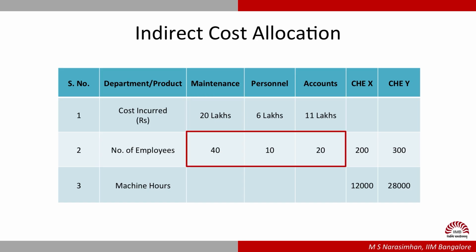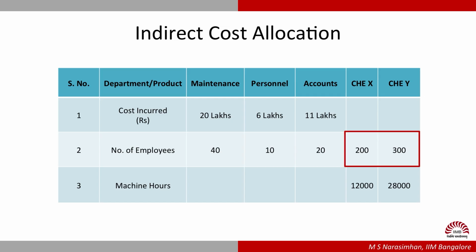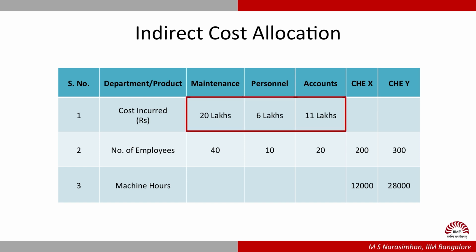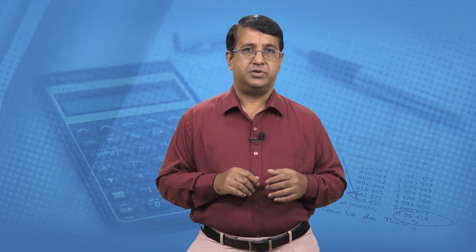Number of employees in the maintenance department is 40, personnel department is 10 and accounts department is 20. The plant that produces chemical X employs 200 workers. There are 300 workers employed in plant chemical Y. Plant X uses 12,000 machine hours and plant Y uses 28,000 machine hours. The question before the cost accountant is how to allocate the service department cost of rupees 37 lakhs to the production departments. We have couple of options.